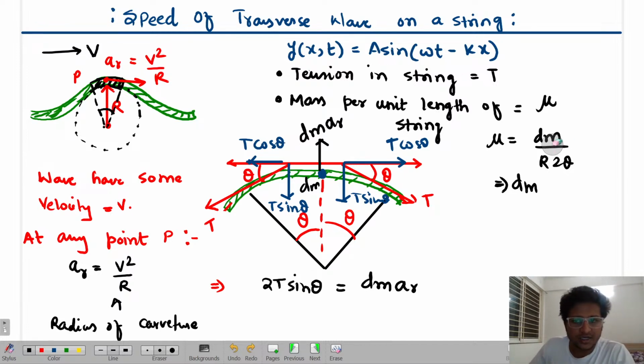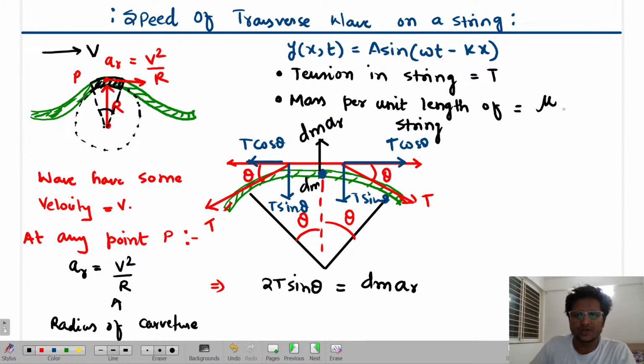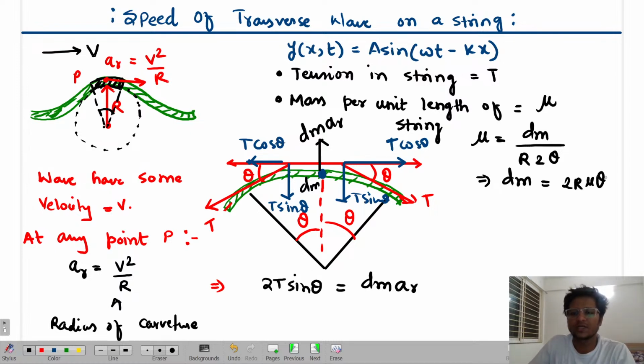Didn't I teach linear density? What is this? Mass per unit length is my linear mass density, or not? So linear mass density is equal to small mass by total length, or not? How much is that length? R into twice theta. Are you able to get me or not? So this implies dm is equal to twice r mu theta. Is this clear? So basically this is my mass.